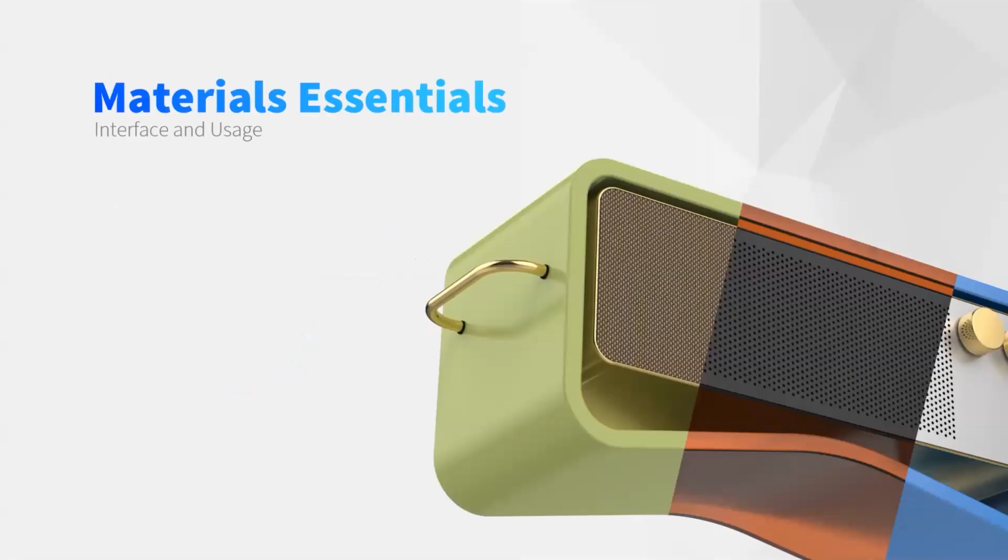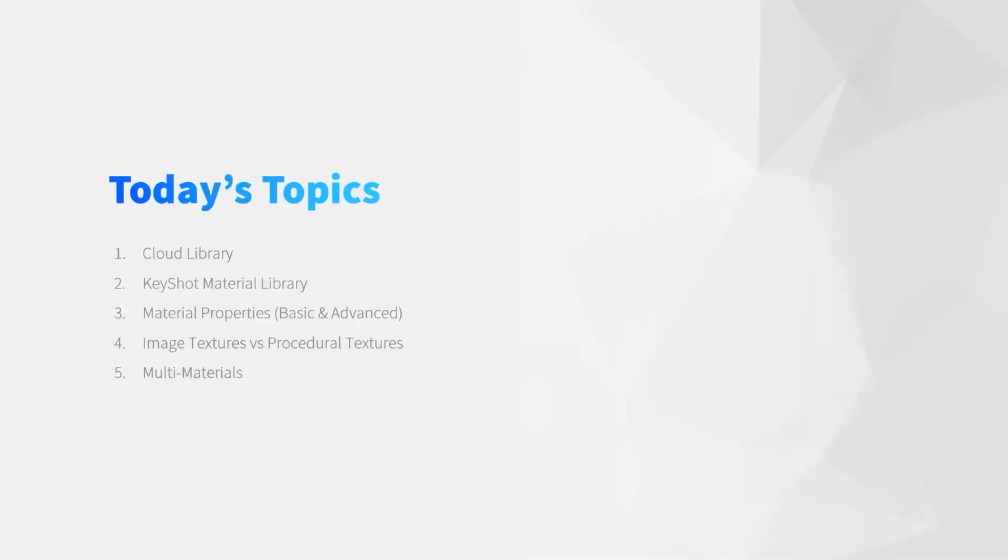So today we're going to cover Materials Essentials. Let's look at a few of the topics there: Cloud Library, which we touched on a few days ago, KeyShot Material Library, and Material Properties, basic, and I'll talk about advanced a little bit. We are going to cover that next week with Kareem a little bit more and get more into depth with that. Then image textures and procedural textures and applying those to your materials. We'll look at that, and then also multi-materials. So let's jump right in.